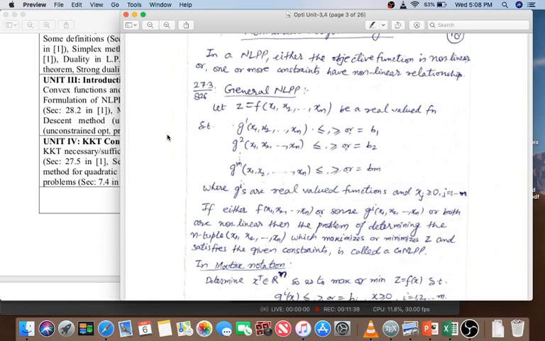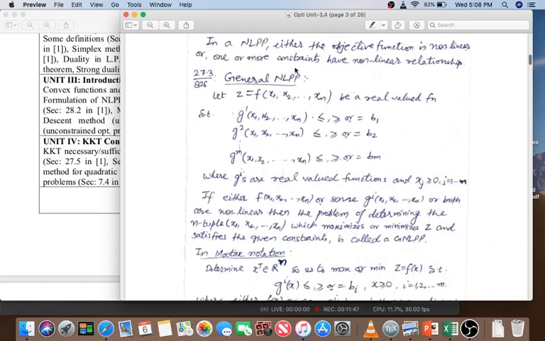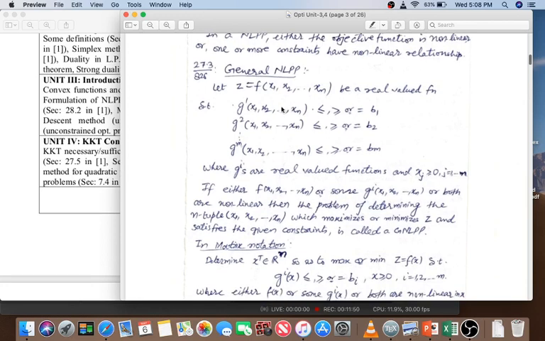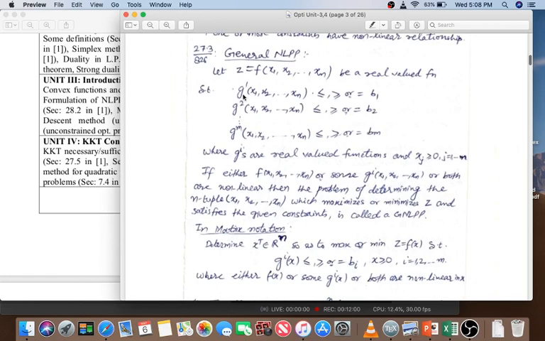So, the general non-linear programming problem. Suppose I am taking z is equal to f(x1, x2, ..., xn), a real valued function. So I am taking a general objective function. And suppose you have g1(x1, x2, ..., xn) less than, greater than, or equal to b1, g2(x1, x2, ..., xn) less than, greater than, or equal to b2, and so on, where all gi's are real valued functions and all xj are greater than 0. Here j runs from 1 to n, so there are n unknowns.